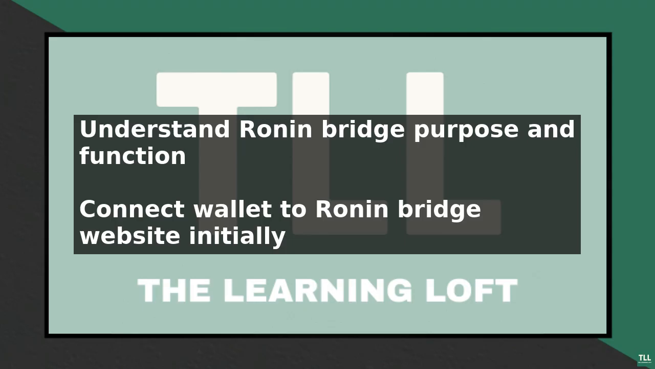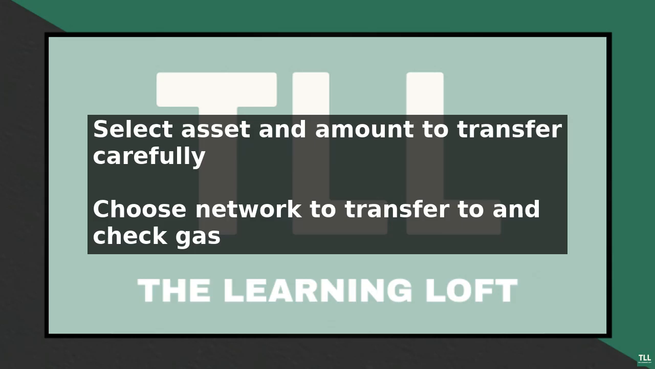The first step is to go to the Ronin bridge website and connect your wallet. You can use MetaMask or any other Ethereum wallet, but you will also need to install the Ronin wallet extension. Once you have connected your wallet, you will see a list of assets that you can transfer, including AXS, SLP, and ETH.